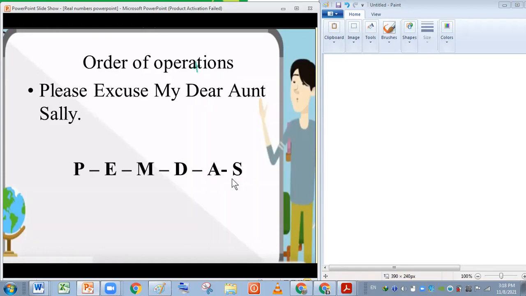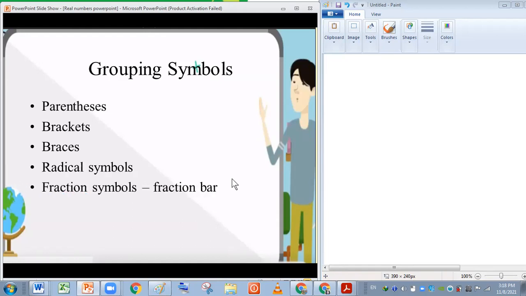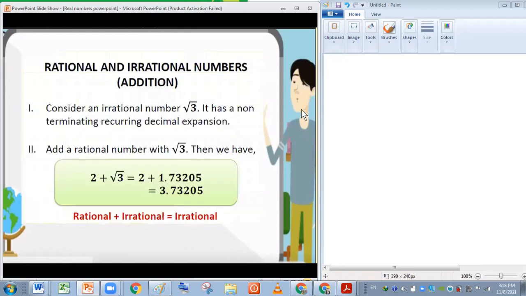Okay, so you also know what PEMDAS is. It's the order of operations. Usually it's ordered using the parentheses, brackets, braces, radical symbol, fraction symbol, and you have the absolute value. So these are the usual groupings and symbols in a particular operation.